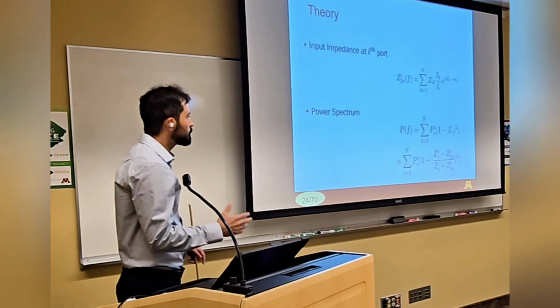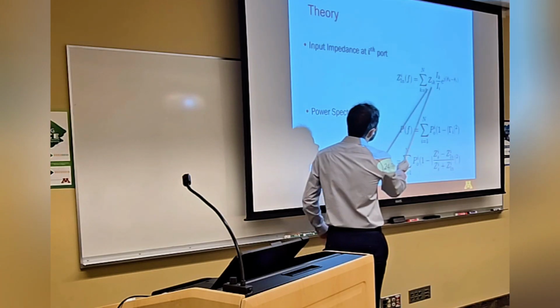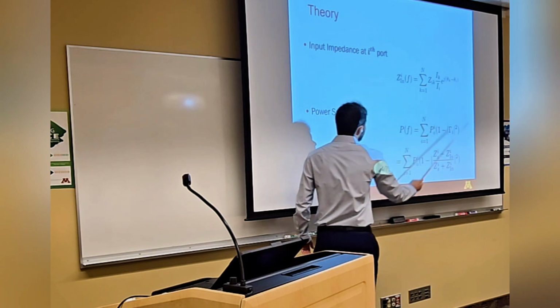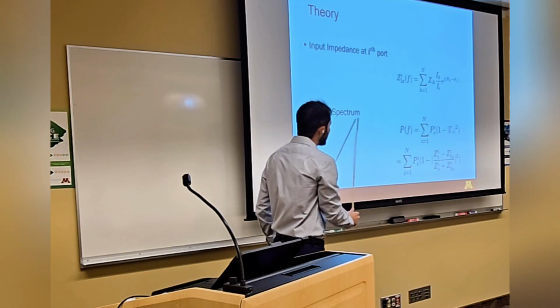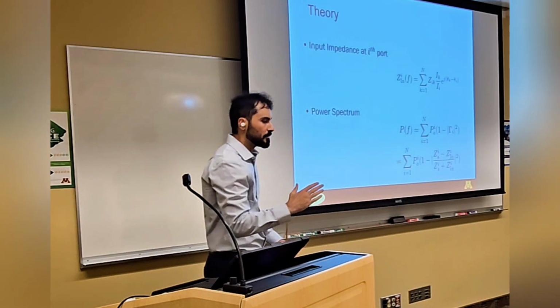To analyze the multiport wire antenna, we first start with calculating the input impedances using the impedance matrix of multiport wire antenna phase of each port. And then we calculate the received power spectrum using this equation, where gamma i is the reflection coefficient from each port.